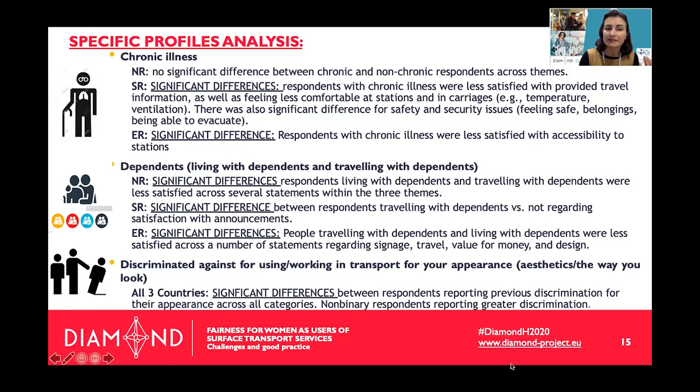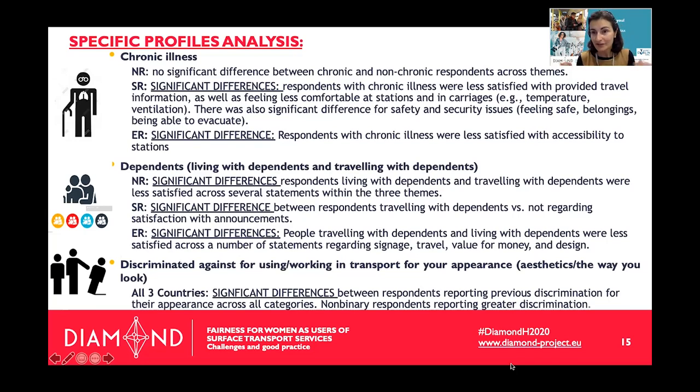For people traveling with dependents, we found significant differences in the Northern European sample across several statements within the three themes of capability and meeting needs, accessibility, and safety and security. And the same was true for the Spanish in the Eastern European sample. In the Eastern European sample, people traveling with dependents and living with dependents were less satisfied across a number of statements regarding, for instance, information, value for money, and the design of the facilities.